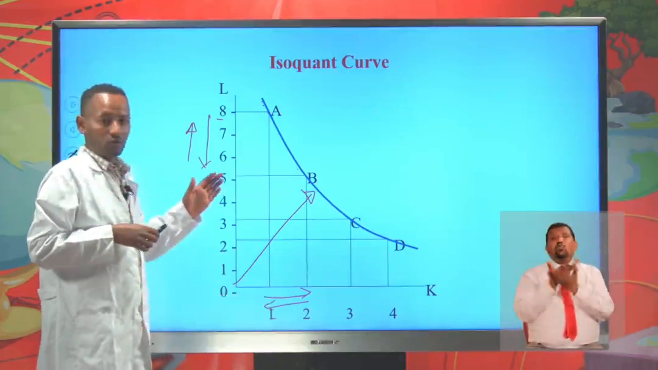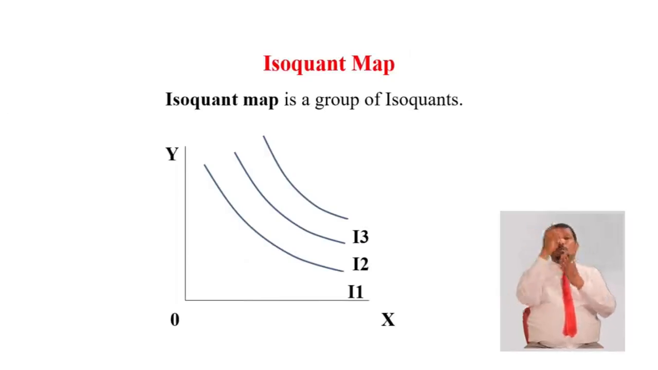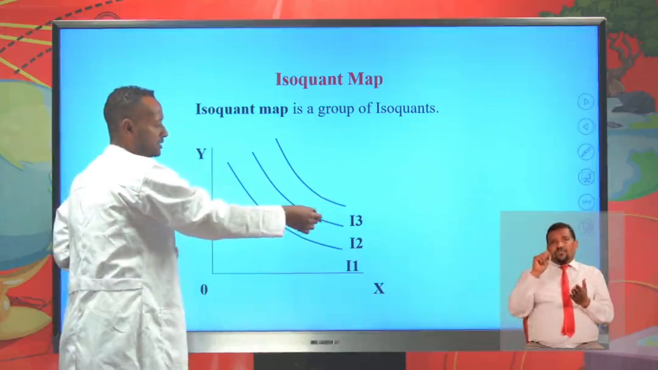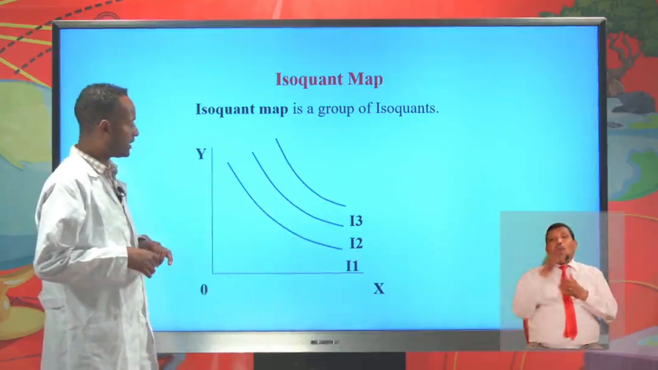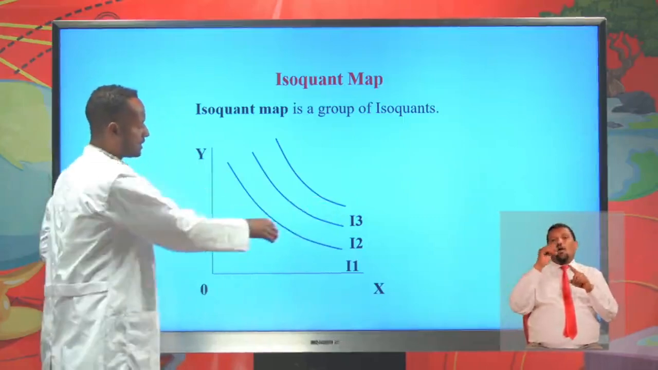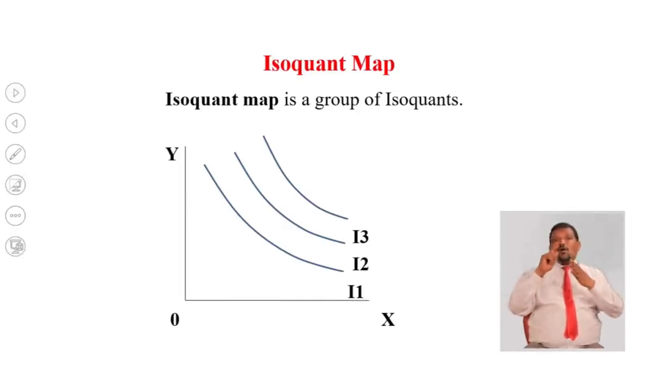Another property comes from the isoquant map. The isoquant map is a group of isoquants. From the isoquant map, higher isoquants represent a higher level of output. That means the output that we get from isoquant 3 is higher than the output from isoquant 2, and the output from isoquant 2 is greater than the output from isoquant 1. So higher isoquants represent a higher level of output and lower isoquants represent a lower level of output.